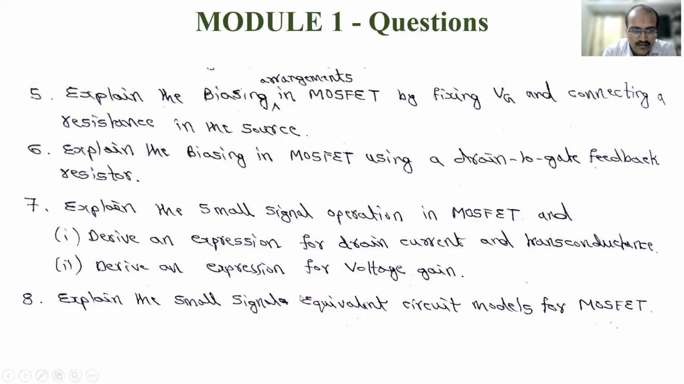Then finally, explain the small signal equivalent circuit models for MOSFET. How we derived the MOSFET model: it has a voltage controlled current source of value gm VGS, and on the input side VGS is there. Then there is a minor drawback in that model, for which we included r0, right? Output resistance we have added. That part you have to explain in this.